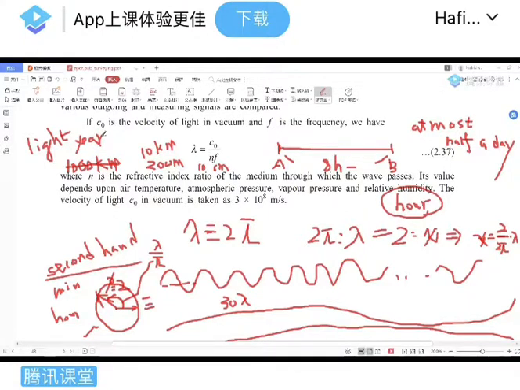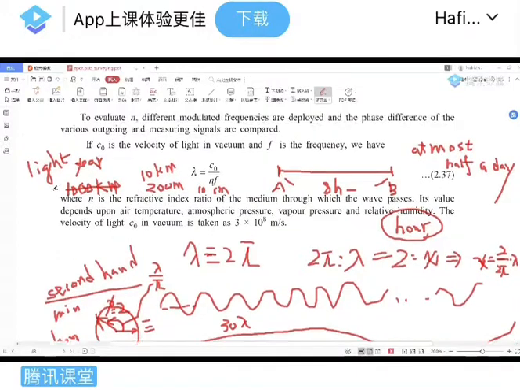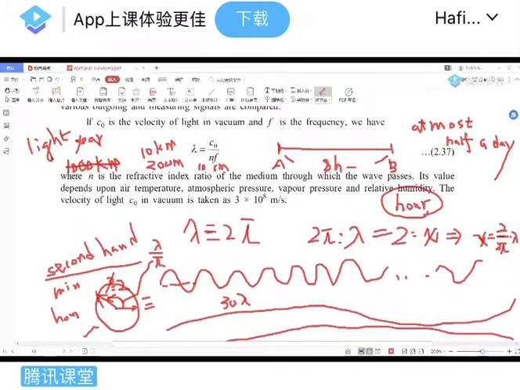Of course, this is a very extreme case. Normally, civil engineers don't care about the distance between two planets, unless you are planning on moving immigrants to Mars. Otherwise, this won't be an engineering problem. But maybe someday there will be an engineering problem as well. Okay, so light year. How many light years for this case?